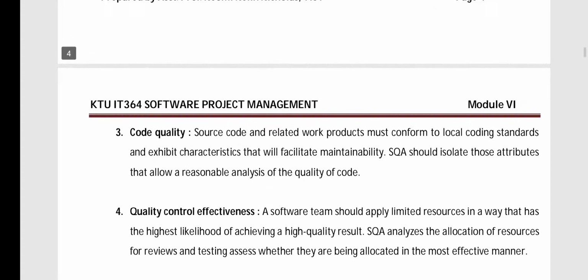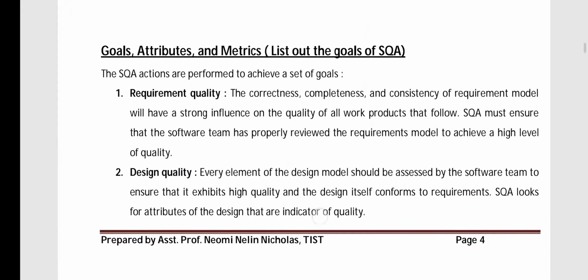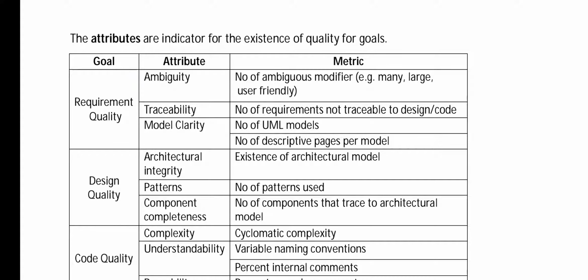Okay, four goals are there. The goals of SQA: to have quality. Okay, what are the qualities? Requirement quality, design quality, then code quality, and the general quality control effectiveness, because the resources are limited. Now next is the attribute. Okay, and then the metrics.